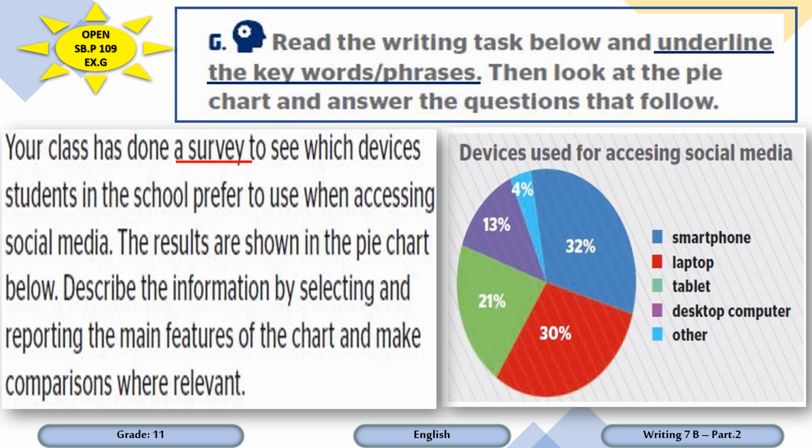Excellent. It's a survey. It's about the devices which students use or prefer to use. Excellent. When accessing social media. What do we look for? We look for the results, which are provided in the pie chart. We are going to use them to describe the information by selecting and reporting the main features and make comparisons.